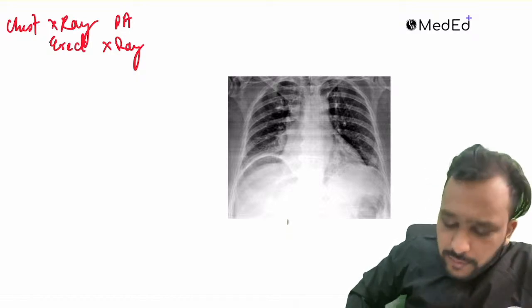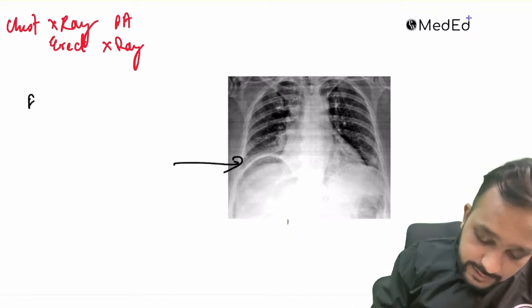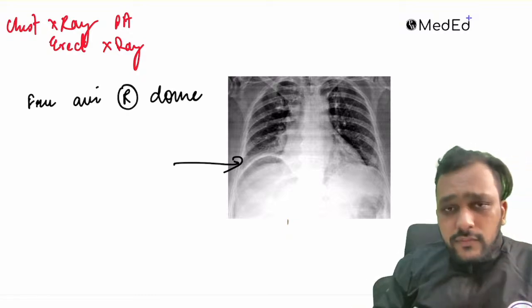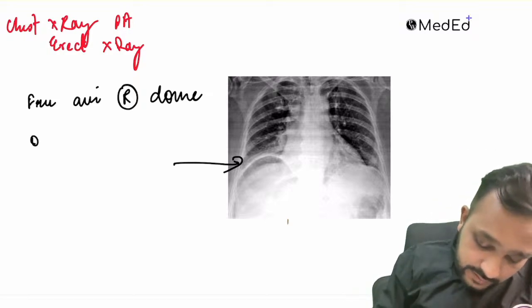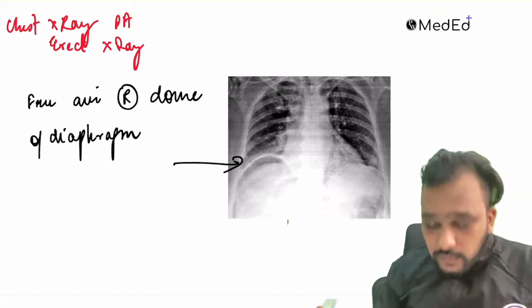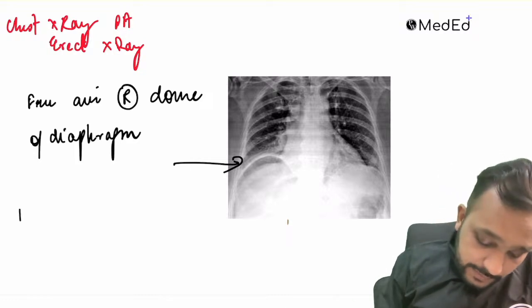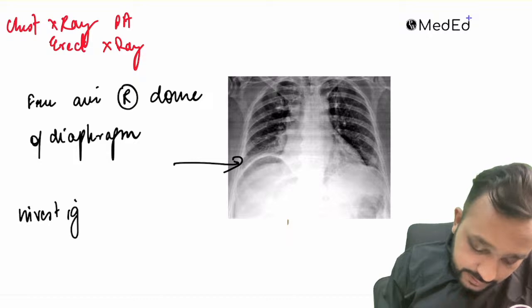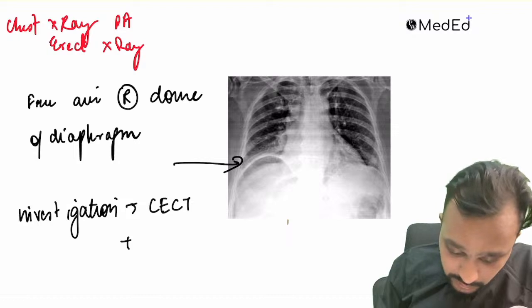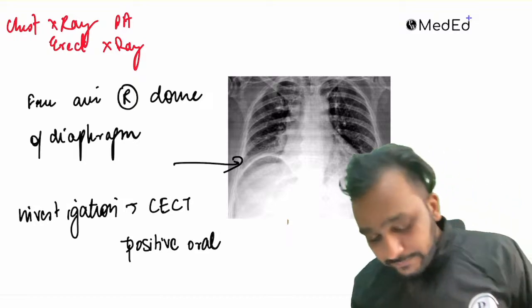Very good, Subhadeep. So here in this image we can see that there is a collection of free air under the right dome of diaphragm, and this collection of air under this region is due to the perforation of the intestine, known as intestinal perforation. What will be the investigation? We will get a CECT abdomen done for these patients with a positive oral contrast, so that we can see what is the site of leakage in this patient.